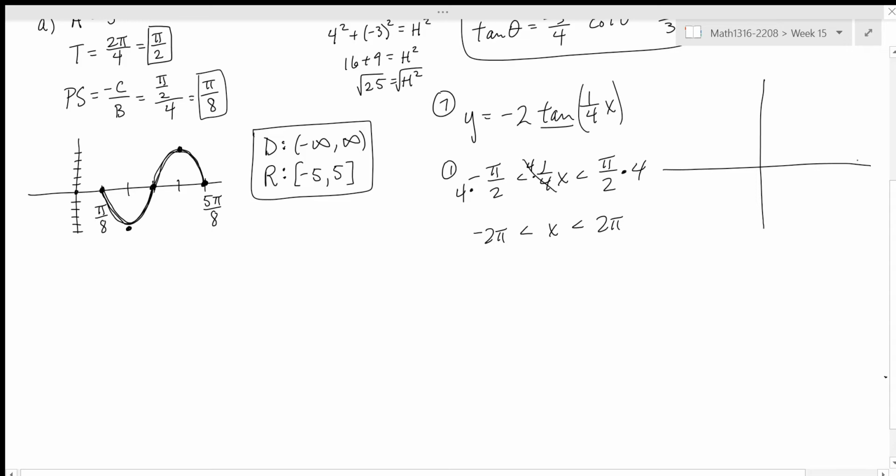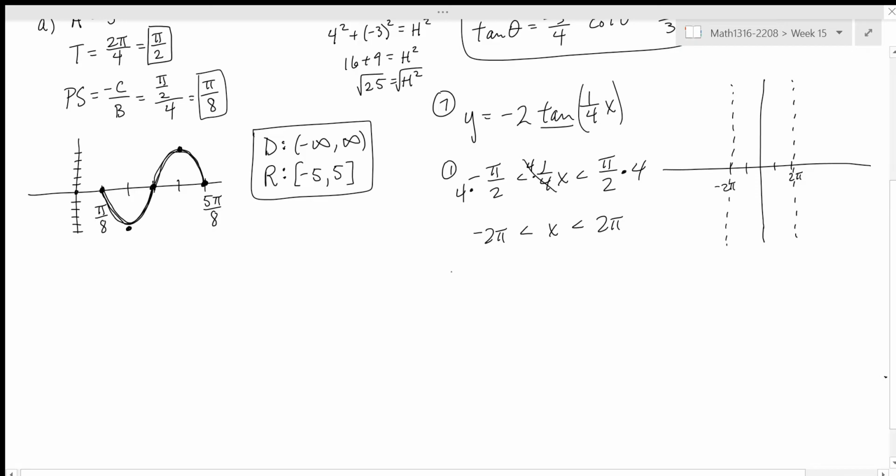Now, the reason that we did that process right there is to establish 2 consecutive asymptotes. So at -2 pi, I'm going to have an asymptote. And at +2 pi, I'm going to have another asymptote. And do you know what I mean by consecutive? One after the other. There won't be another asymptote in between those. Those are 2 consecutive asymptotes, okay?